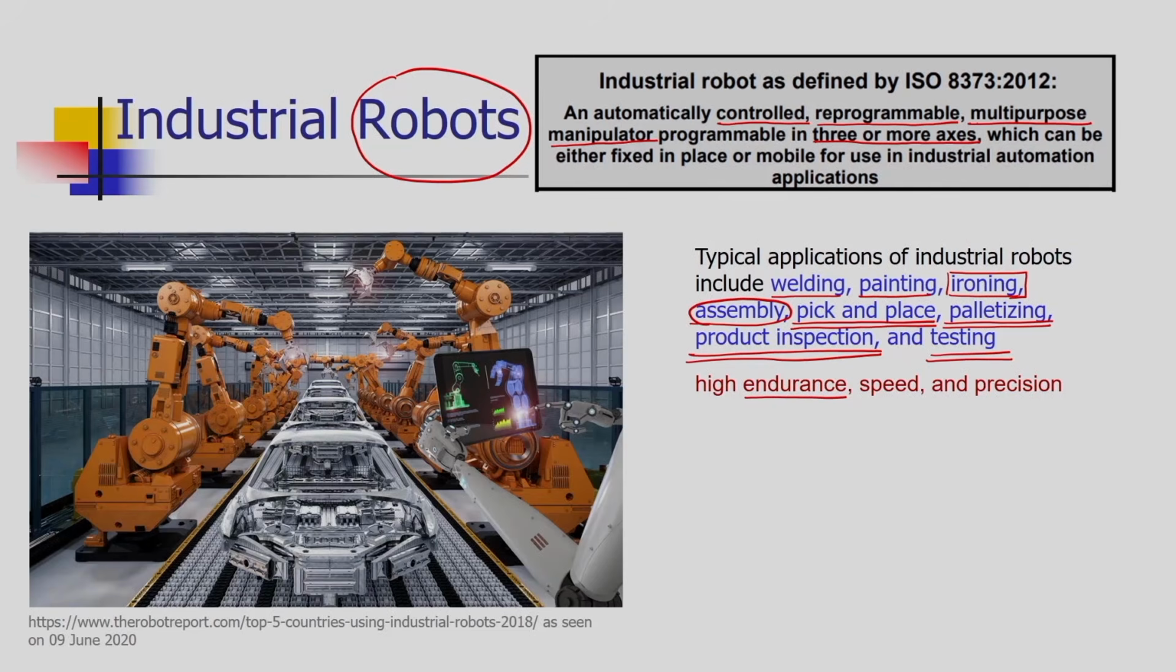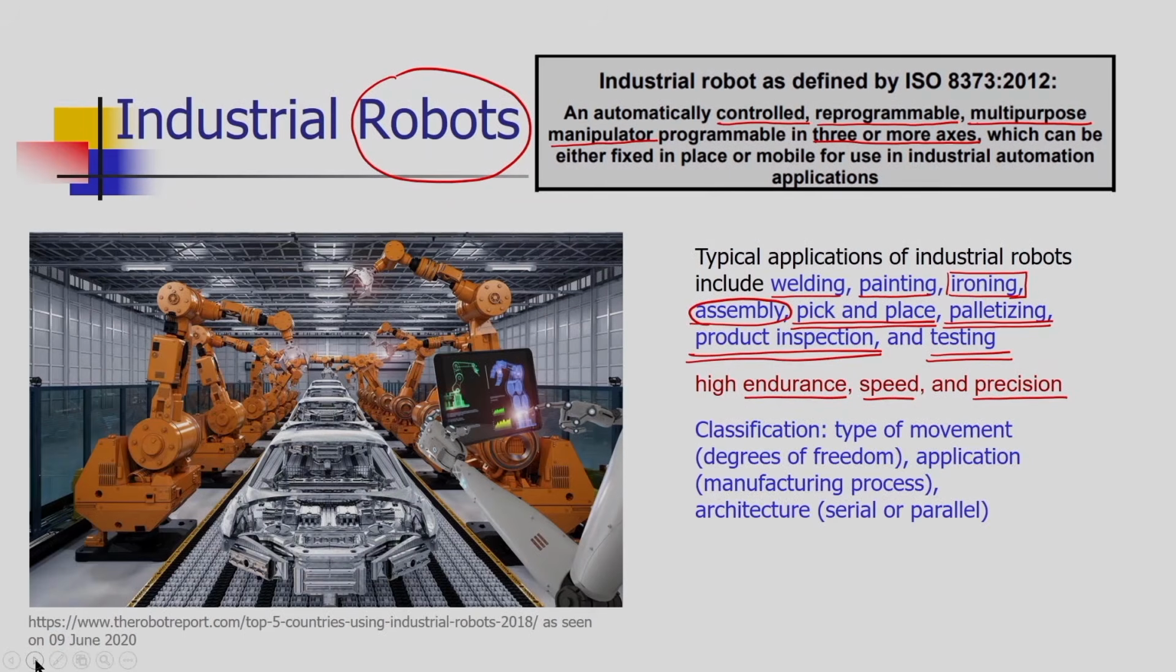So, what is the meaning of endurance? The robots can carry out difficult tasks without giving away. So, they are carrying out hazardous and difficult tasks and they are not giving it up. So, many repetitive tasks they do carry out with speed and high precision. So, that is why industrial robots are very important nowadays in the manufacturing industry.